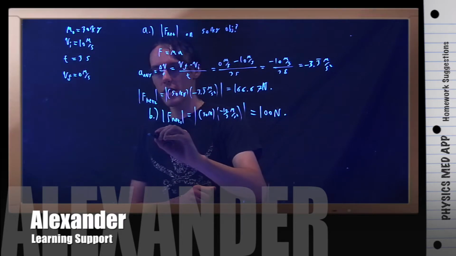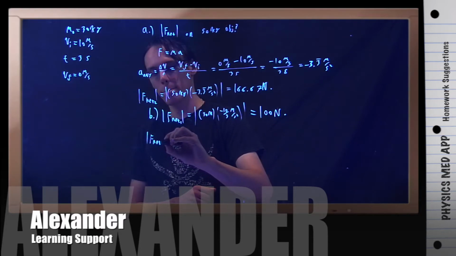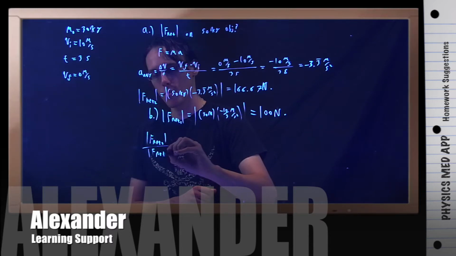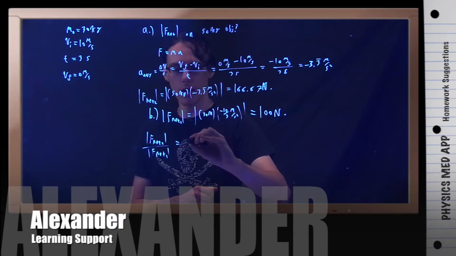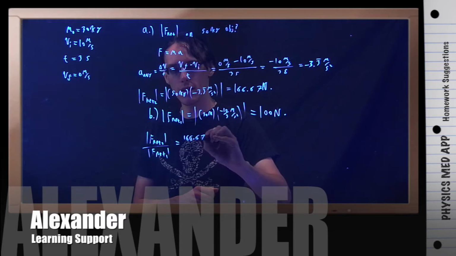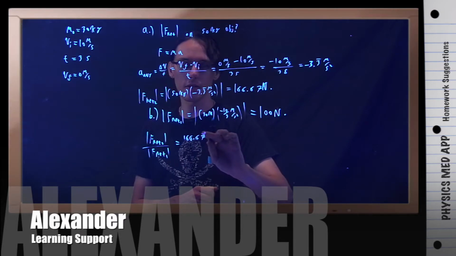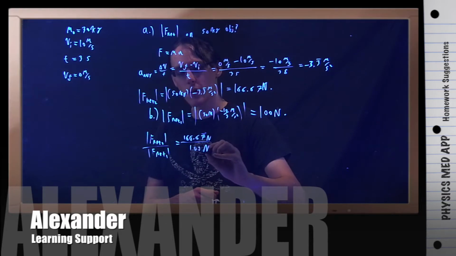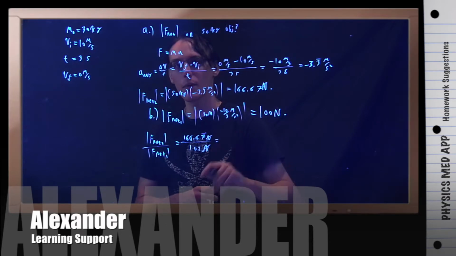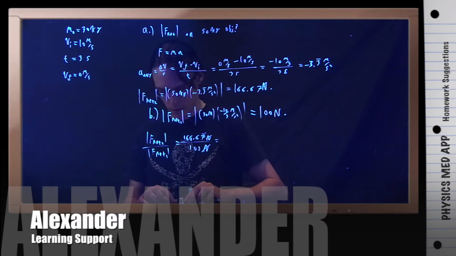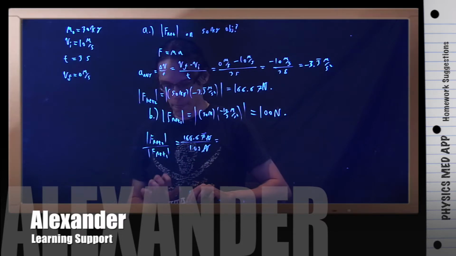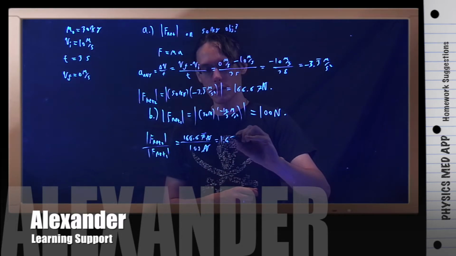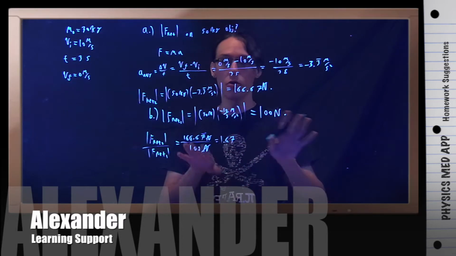So I'll do the ratio of Fnet 2 to Fnet 1. And when I do that, I get 166.67, well, I guess not repeating sevens because I rounded that, newtons, to 100 newtons. Notice that whenever you do a ratio, the units cancel because you're just talking about how much bigger or smaller is something. So if I now do those, I get 1.67. No units or nothing.